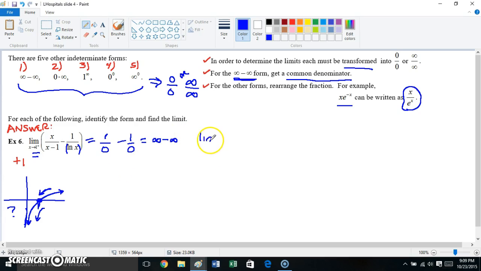So using the common denominator strategy, let's get a common denominator. The denominator would be x minus 1 times the natural log of x. The first numerator will be x times the natural log of x. The second will be negative 1 times x minus 1. There's room for a lot of error if you forget that you're going to distribute that negative 1. Right now I can see that we're going to get 0 over 0, so we can apply L'Hopital's rule.